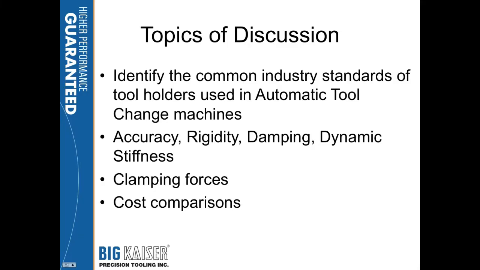We're going to look at the accuracy, rigidity, damping, dynamic stiffness ratios of all the different connections, how clamping forces might affect different interfaces, and for all the purchasing guys out there, costs. Certainly, different higher technology systems are going to cost more than lower technology. And I've got a little bit of information on that to try to show what those comparisons look like. All that data is without guarantee, by the way.